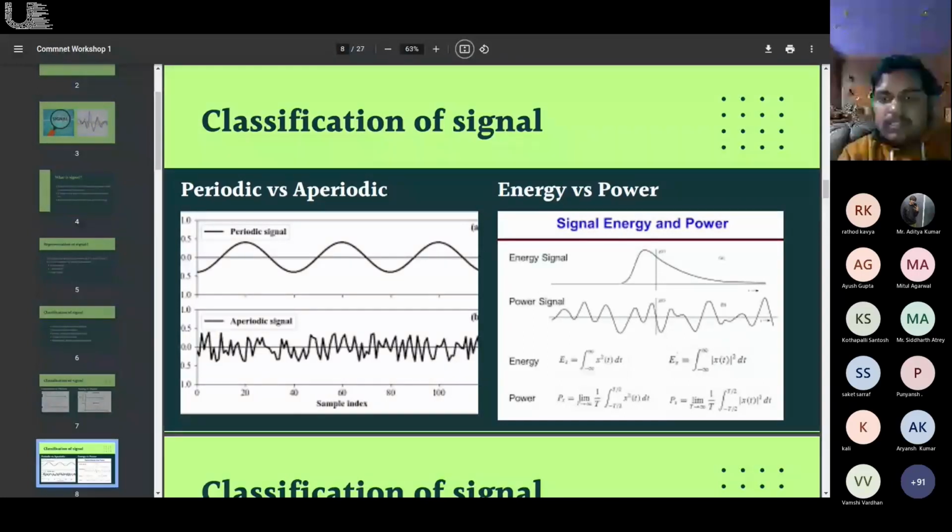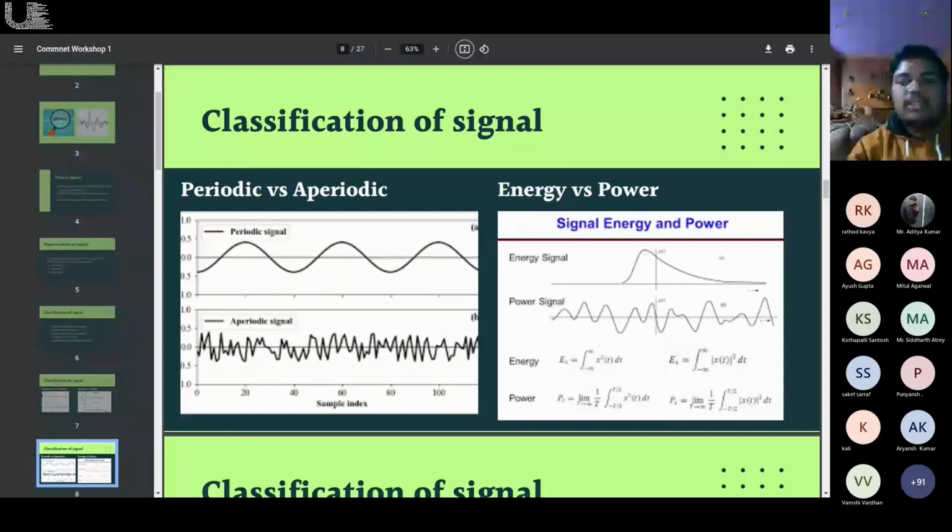Like in the above energy signal, the signal exists only for some finite values of x, from some negative values to some positive values, and it does not have any amplitude beyond that, right? You can see that. While in the case of a power signal, it has amplitude values for the entire time period. So that's why we differentiate between energy signal and power signal.